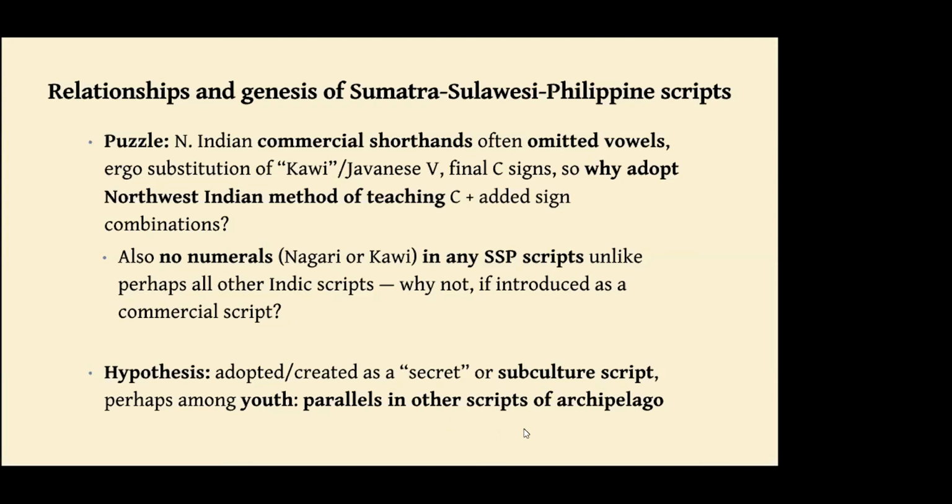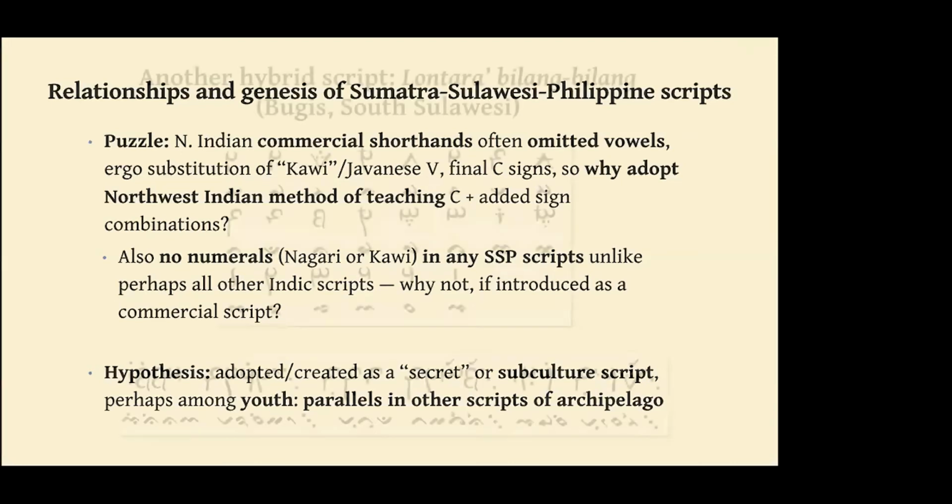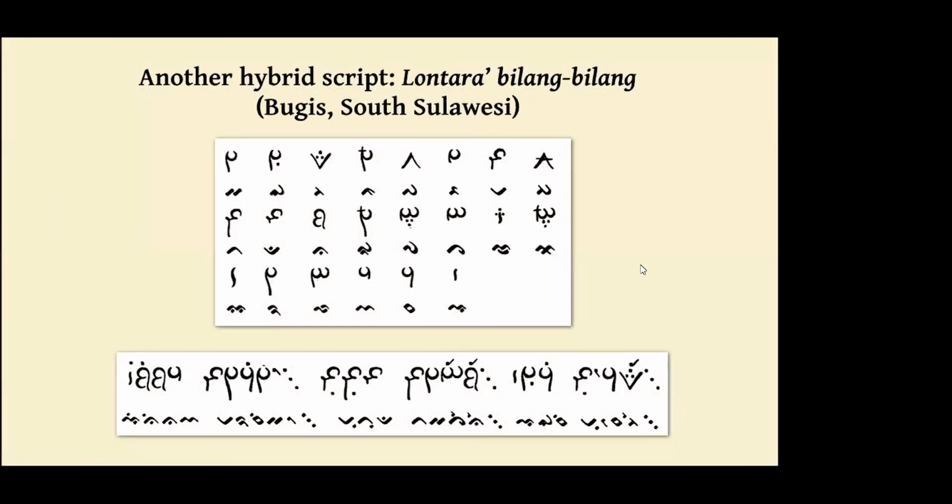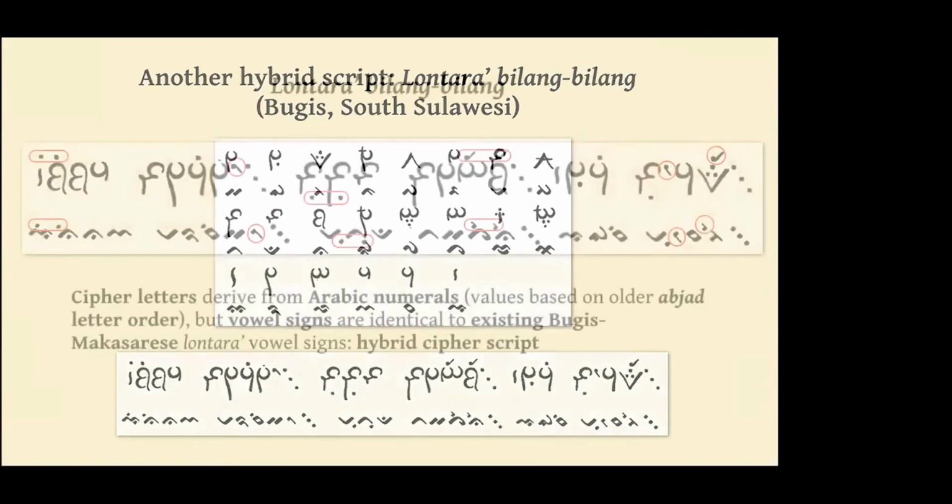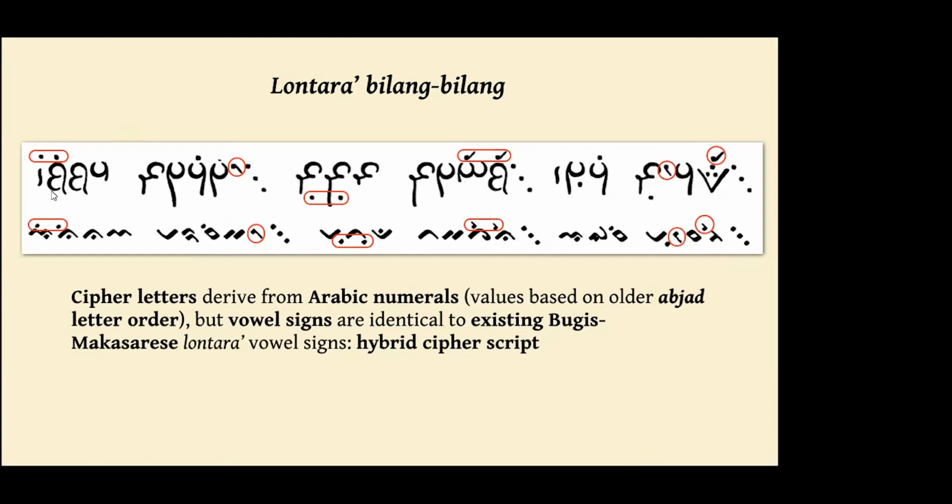And we find parallels in other scripts of the archipelago. So in South Sulawesi, there's a hybrid script called Lontara bilang-bilang, the numbers script, used by the Bugis in the 19th century to send secret messages during the resistance against the Dutch. And the interesting thing is that though the letters as such are based on Arabic numerals, the vowel signs are taken directly from Bugis-Makasarese script, exactly the same vowel signs.